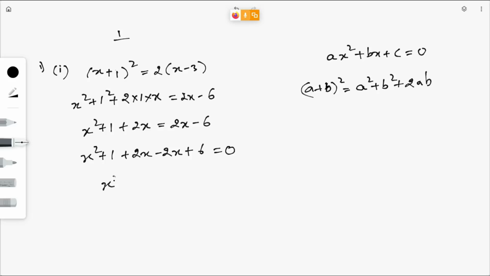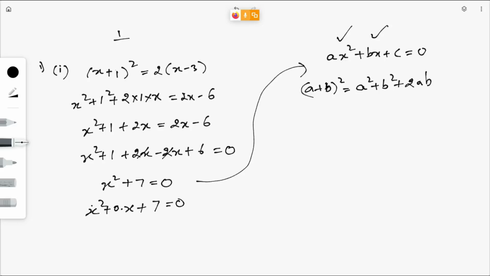We will get x square as it is, and then what is the standard form? First you need to take x square and then x. So what is the next term? 2x minus 2x. These two will cancel out, so you don't get an x term here. If you add these two, you will get 7 is equal to 7, right? So if you express this in standard form, what you will get? x square plus 0 into x plus 7 is equal to 0, right?